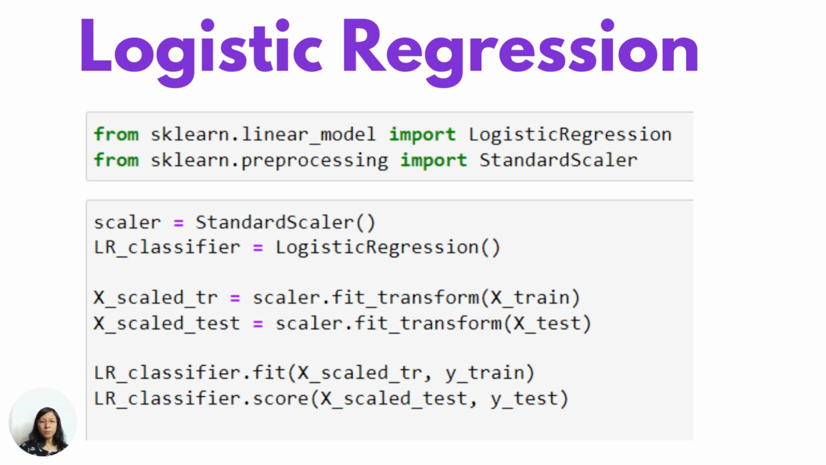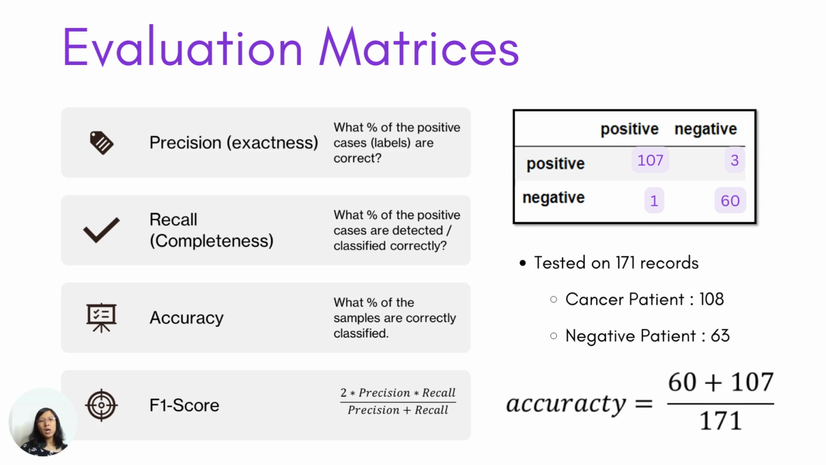Then, like our linear regression, you use the fit method to train the model, and then the score method to compute the accuracy of the classifier. In linear regression, we used the R-squared score and mean squared error to evaluate the performance of the regression model. In classification, we use the confusion matrix to evaluate the performance.